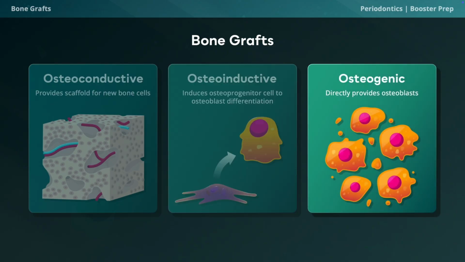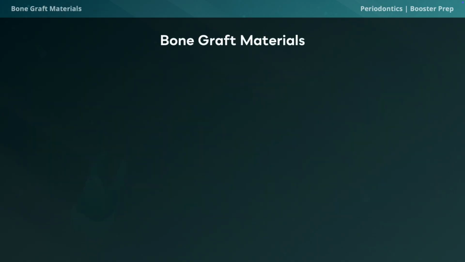These grafts contain live osteoblasts, meaning that they directly contribute to making new bone. This is usually found in autografts, which is bone taken from the patient themselves. But where else can we get bone? There are several types of bone grafting materials that you should be familiar with.